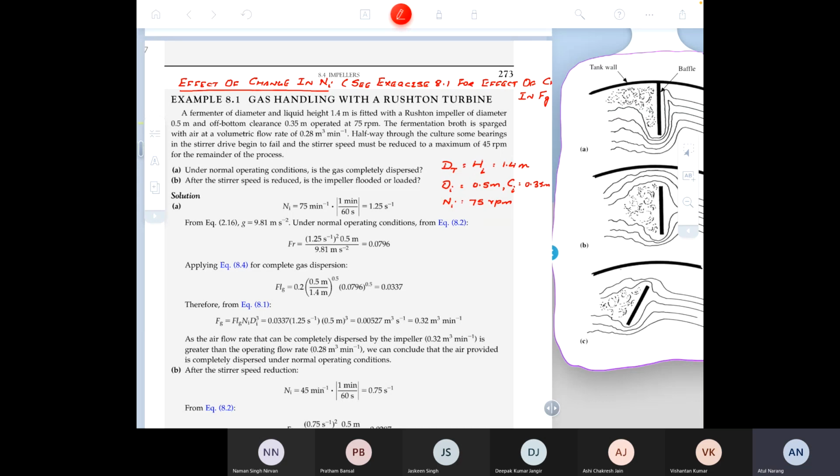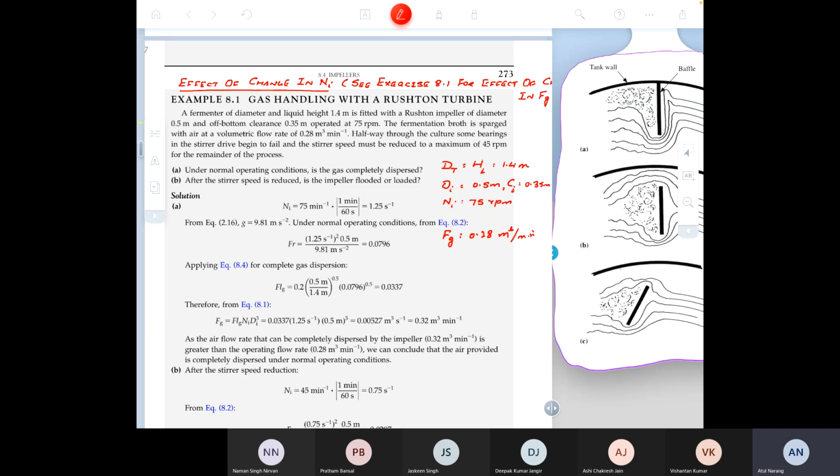So now the original conditions in which the fermenter was operating. The fermenter broth is sparged with air at a volumetric flow rate of 0.28 meter cube per minute. So F_G is given to you as 0.28 cubic meters per minute, or basically 280 liters per minute. And halfway, this is now the change that happens. Halfway through the culture, some bearings in the stirrer drive begin to fail, and the stirrer speed must be reduced to a maximum of 45 RPM for the remainder of the process.